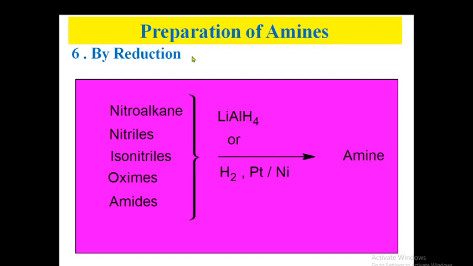The next method of preparation is by reduction. These are the substrates which can be reduced to amines by using simple reducing agents like lithium aluminum hydride or catalytic reduction in the presence of platinum and nickel catalysts. So nitroalkanes can be reduced to amines, as can nitriles, isonitriles, oximes and amides. All on reduction give you amines as a product.